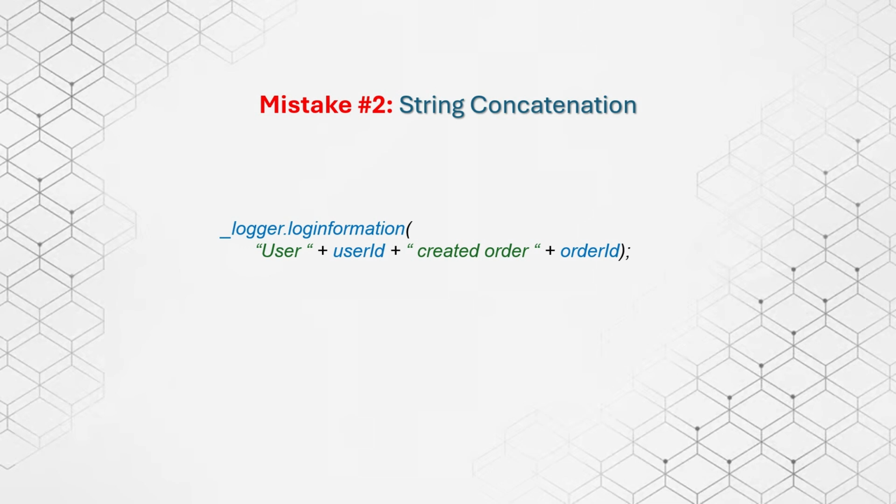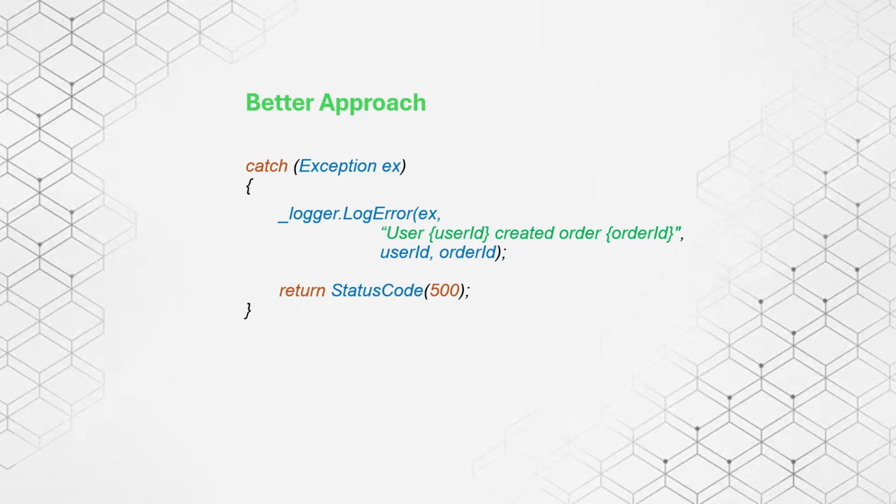Another common mistake is building log messages with string concatenation. This makes logs harder to search and prevents logging systems from treating important values as separate fields. Structured logging stores values such as user ID and order ID as searchable properties. This makes it much easier to filter logs, find all events for one user, or investigate a specific order.